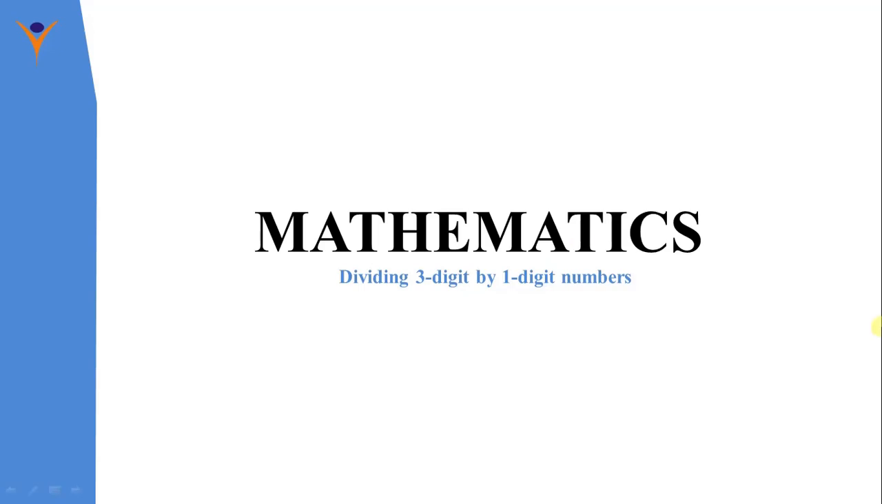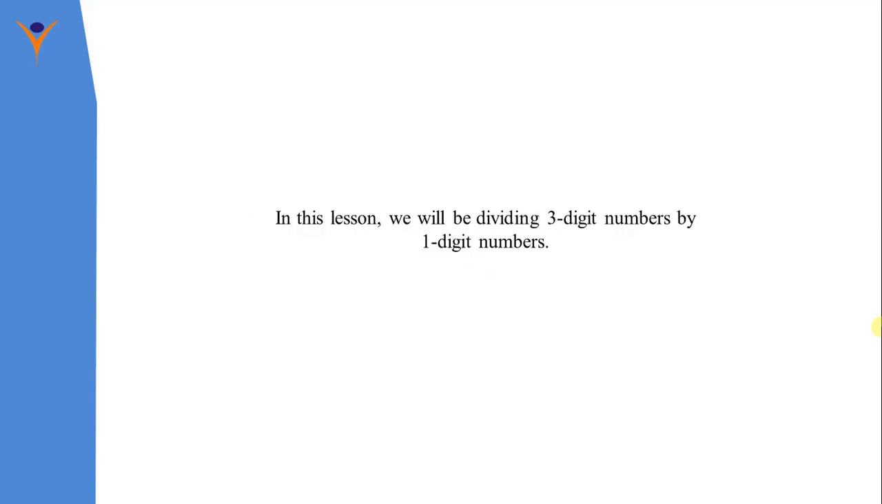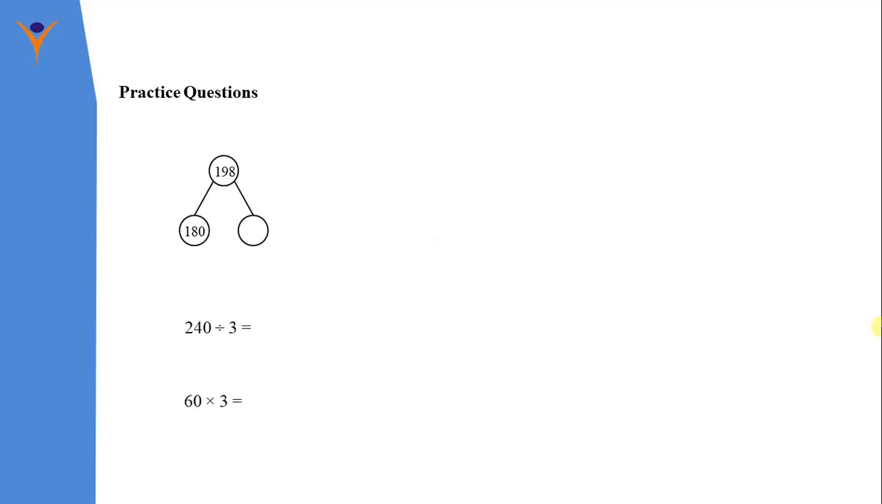In this video, we continue with our lessons on division, and we'll be looking at dividing 3-digit by 1-digit numbers. It says here that in this lesson, we will be dividing 3-digit numbers by 1-digit numbers. But before we start to learn, I would like for you to try your hands on this. Pause the video and get these done. When you are through, come back and let's see how correct you will be. Pause the video now.